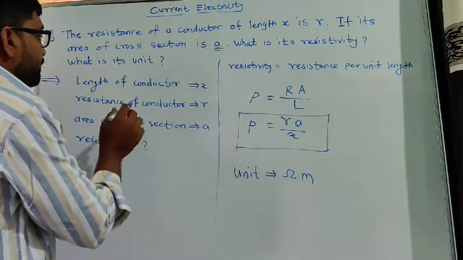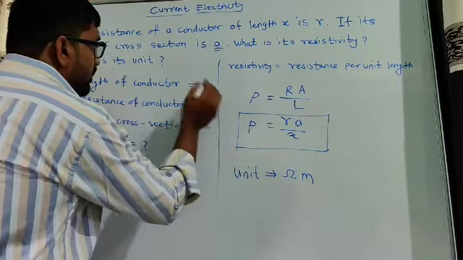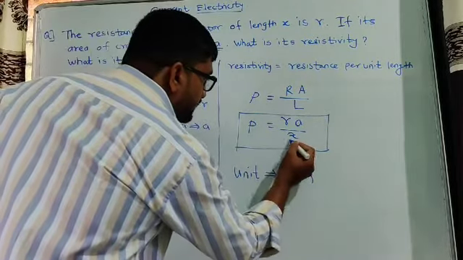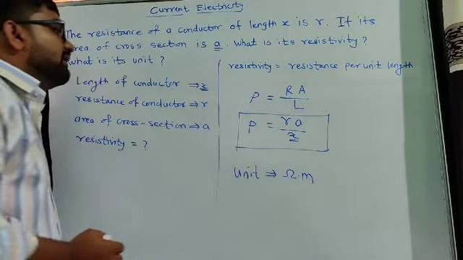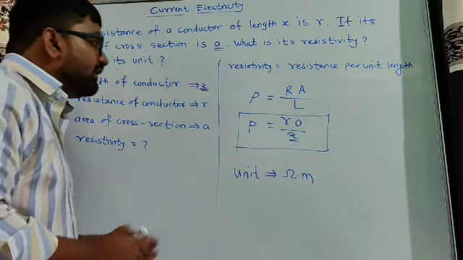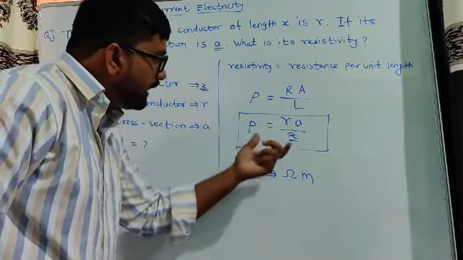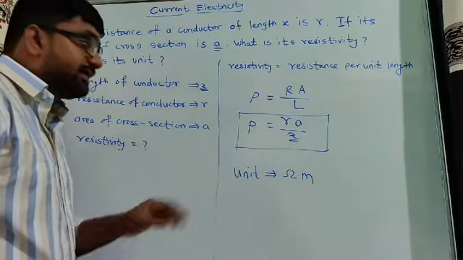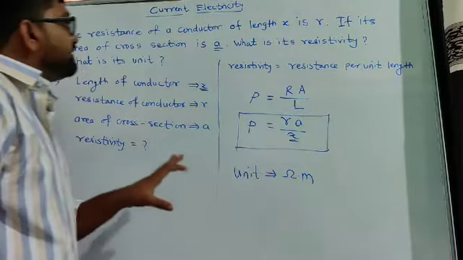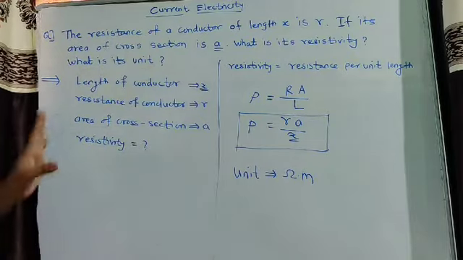Length is represented by small x. Okay, so this length we will represent here by small x. So rho will be equal to small r into small a divided by small x. That is the resistivity of this circuit.